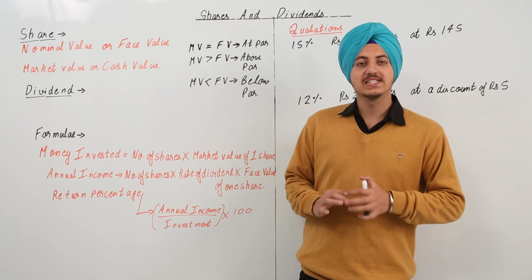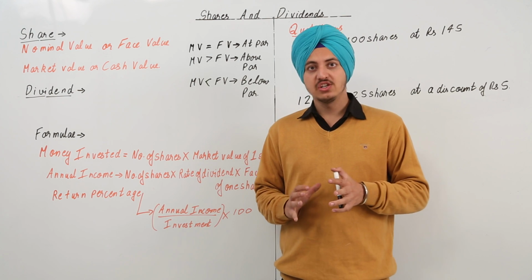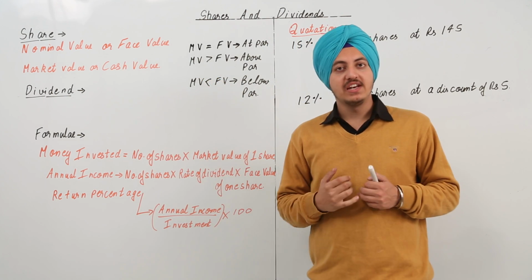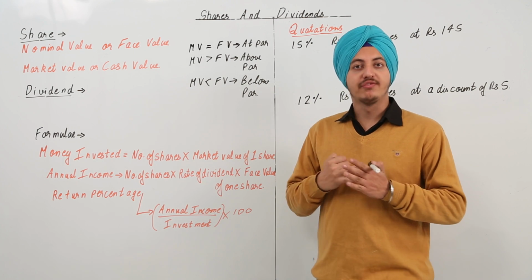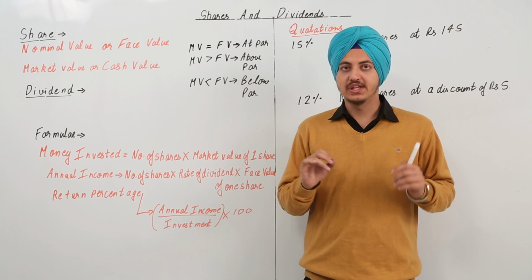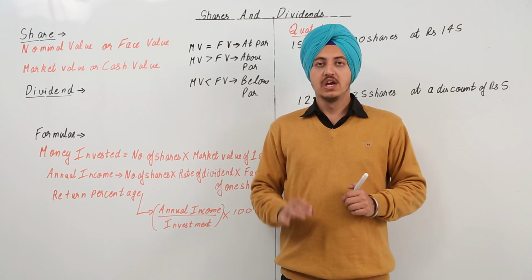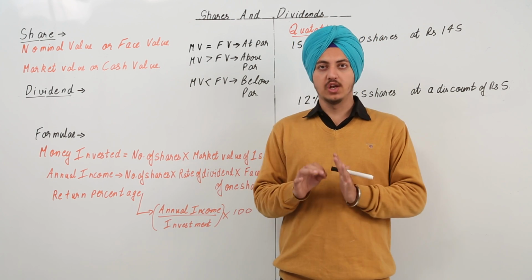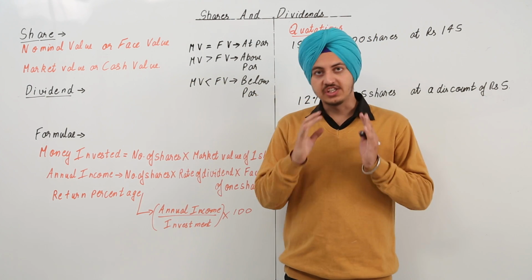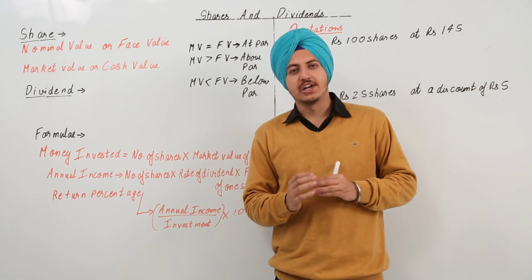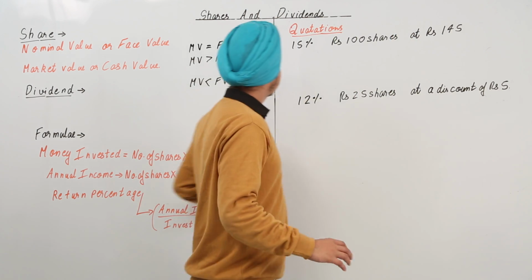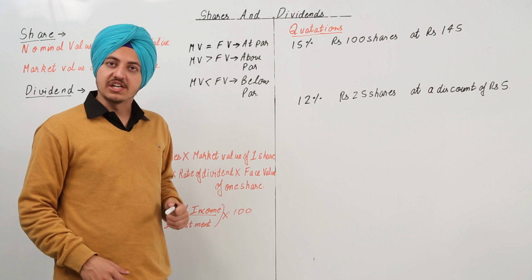Dividend is always given as a percentage of face value. The market value has nothing to do with the dividend percentage. Dividend is always calculated on the face value. Just remember this, and I will explain later how we calculate dividend. Now let's skip the formulas and first come to the quotations.